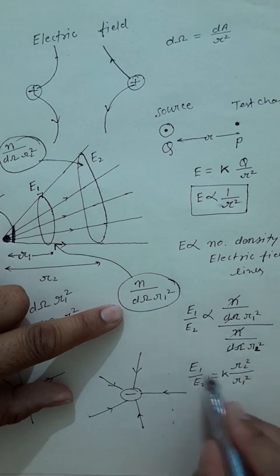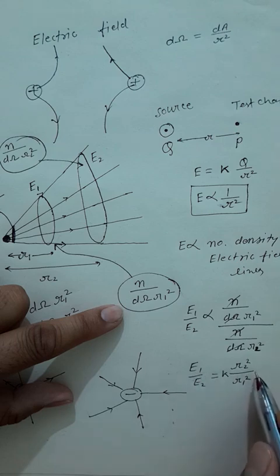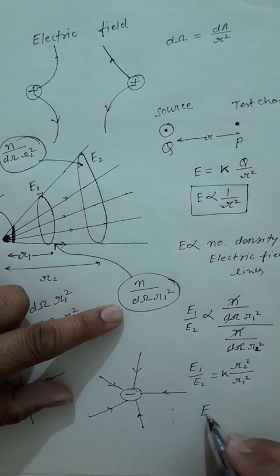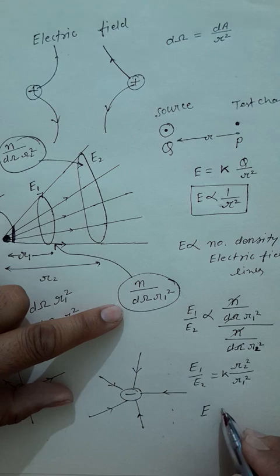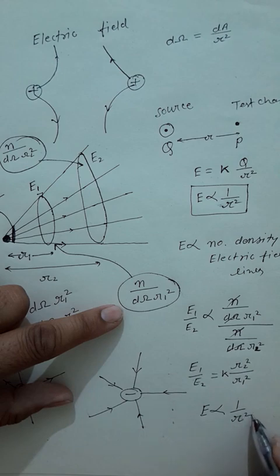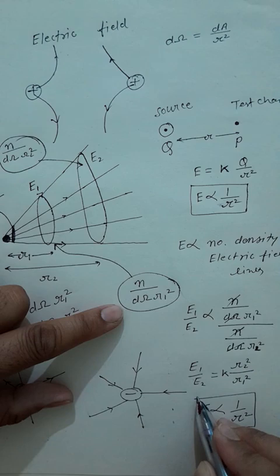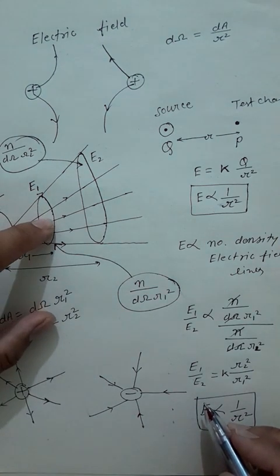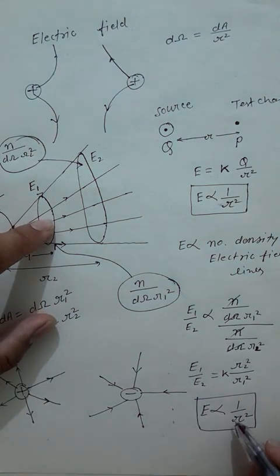So from here what we see is that E is directly proportional to 1 upon r square. So the electric field lines are absolutely compatible with the mathematical form. Thank you very much.